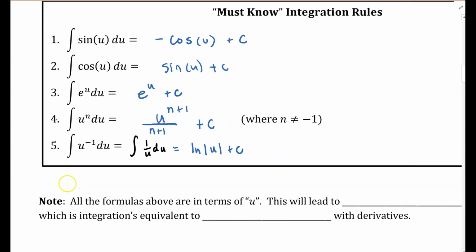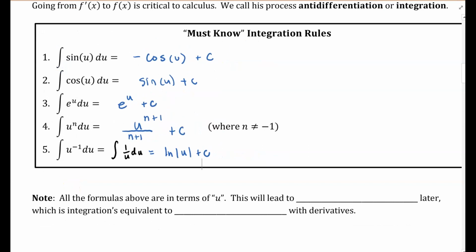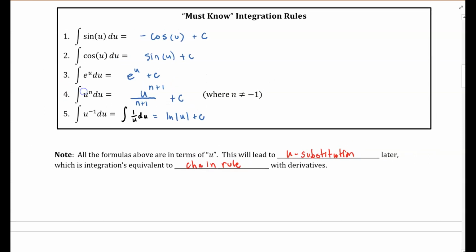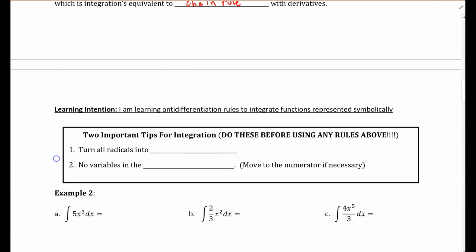Okay? So note, all of these formulas are in terms of u, and this will lead later to what we call u substitution. We'll talk about this at the end of the unit. And this is just integration's equivalent to the chain rule. So it's the same idea that we have to account for the chain with derivatives. We need to do this with integration as well. And we'll dedicate several days just to that idea.